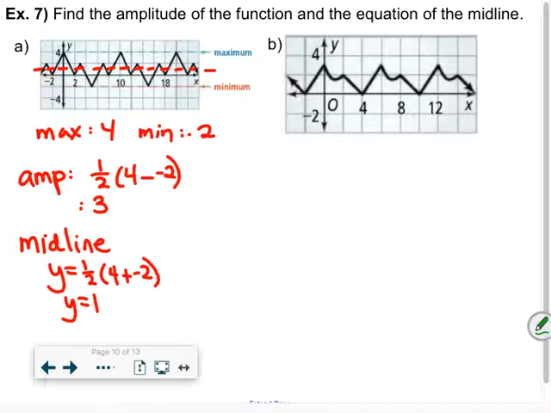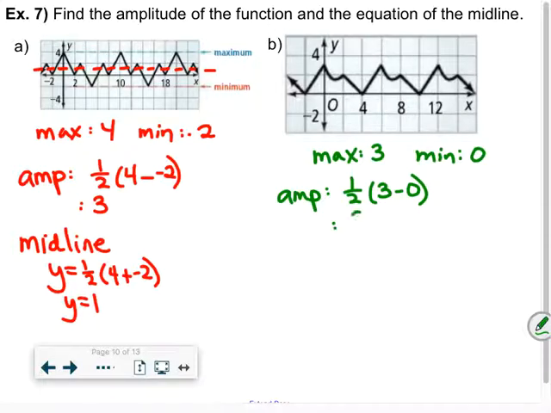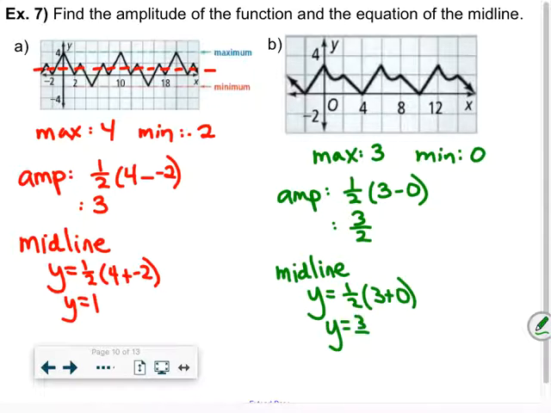All right, letter B. Again, looking carefully at my scale, I'm going by 2's on the y, so the maximum is 3, and the minimum y value is 0. The amplitude is 1/2 the difference between the max and the min, so the amplitude is just 3/2. The midline is an equation which is 1/2 the sum of the max and the min. So this is y equals 3/2 or y equals 1.5.